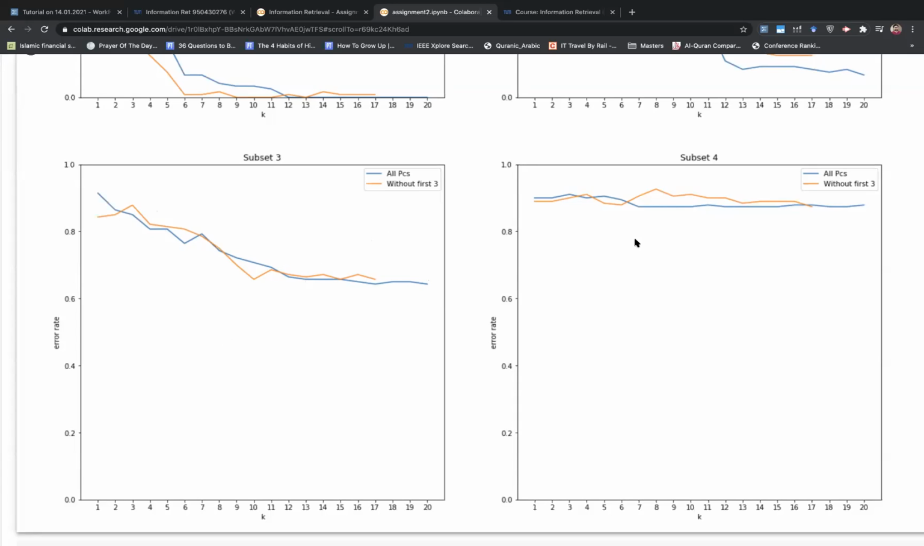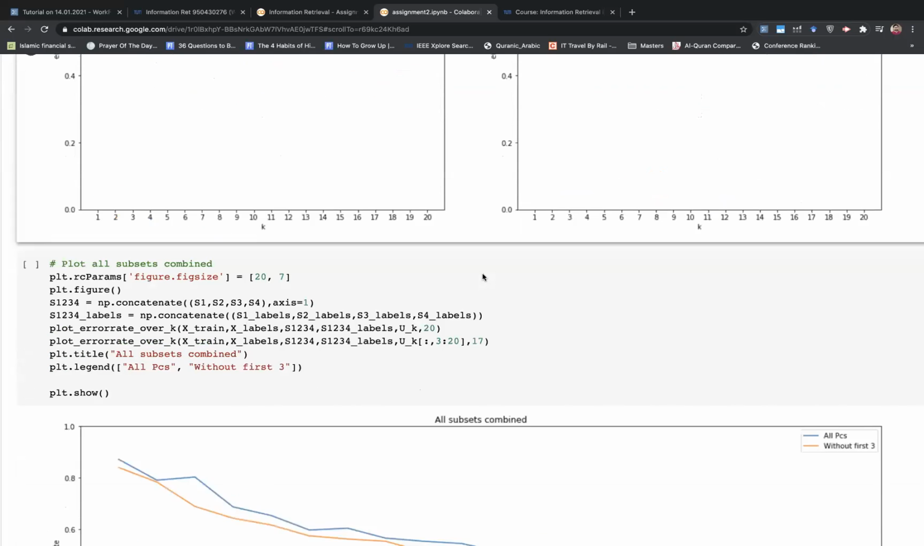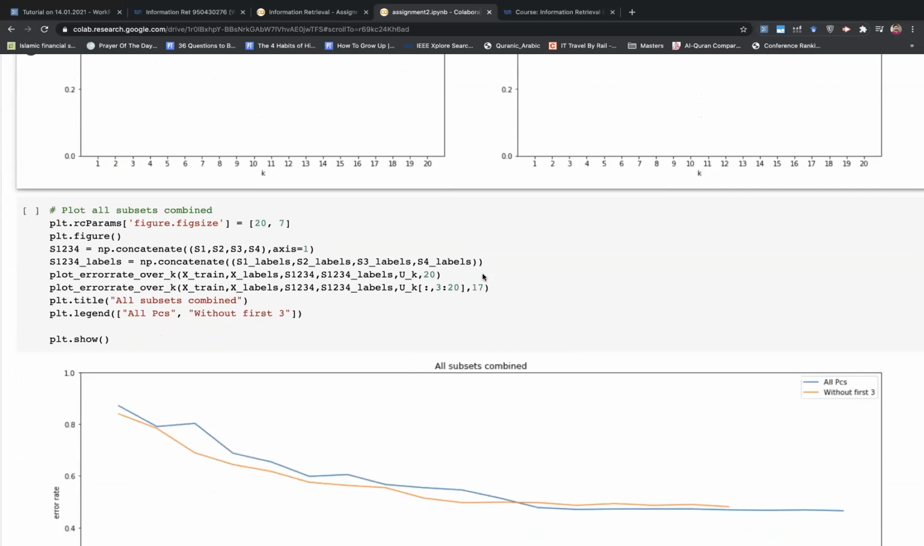And it is even worse in subset 4. Here it doesn't matter whether you are using the first three principal components or not, right? You have a very bad performance. It's almost 0.9 error rate. It means that you are just guessing, probably by chance. So there's no actual learning going on here because the error rate is almost flat. It doesn't matter how much k you are using, how many principal components you are using.